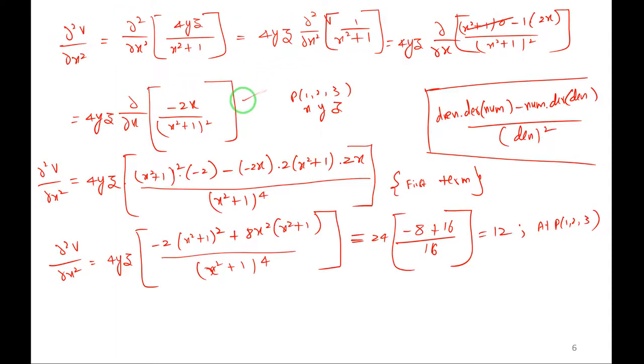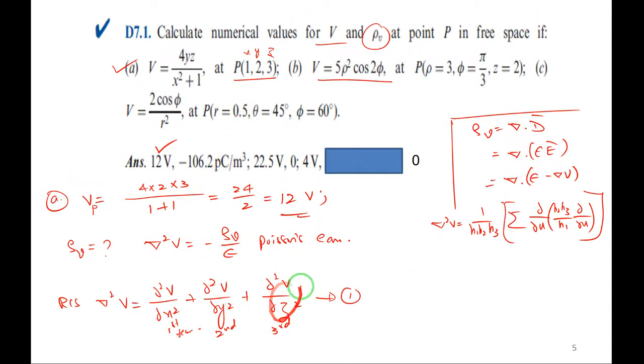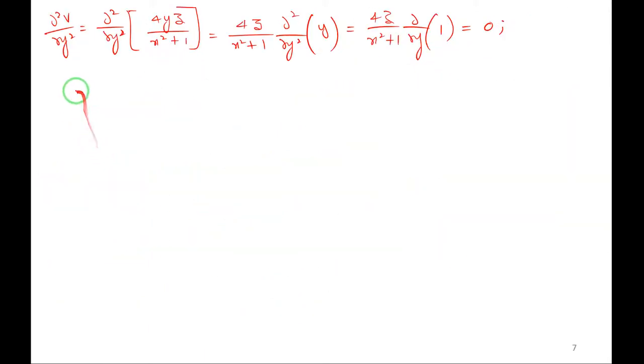Then we will go to the third term, that is dou square v by dou z square. Dou square v by dou z square. It is always better to do term by term, right? Don't do it at a time. So dou square by dou z square into 4yz by x square plus 1.